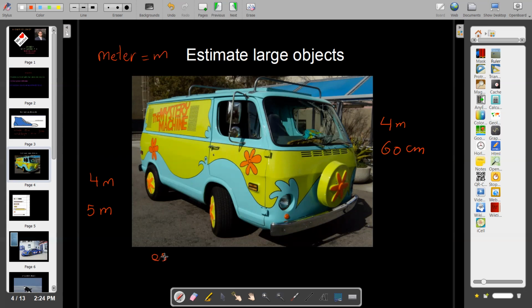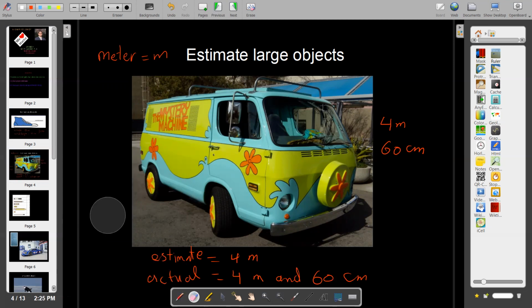So my estimate is 4 meters. The actual length equals 4 meters and 60 centimeters. So 4 meters and 60 centimeters is very close to 4 or 5, between 4 and 5. So my estimate is good. So estimate means I say the number without measuring it.